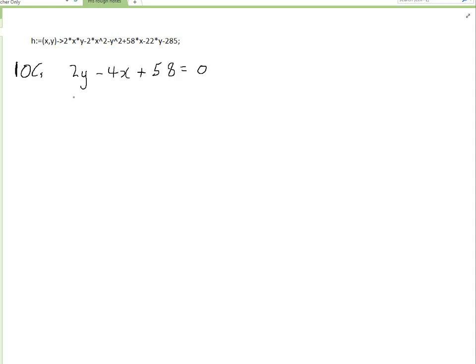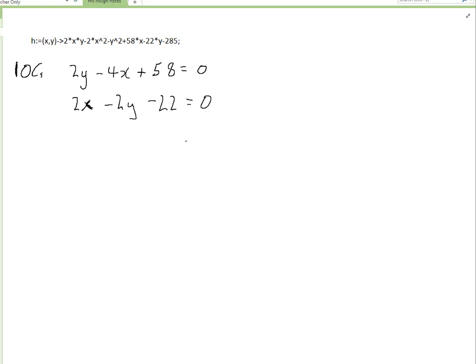That's the first one. And the second one, the derivative with respect to y. Similar thing, we have 2x. This is 0. This one just gives you minus 2y. And this is 0, and this gives you minus 22. It's got to be equal to 0. So we have a pair of simultaneous equations to solve to satisfy the first order conditions.